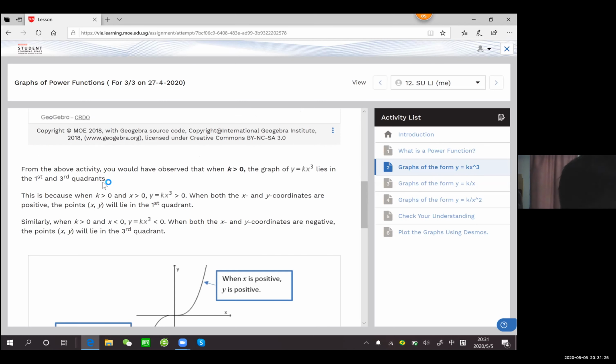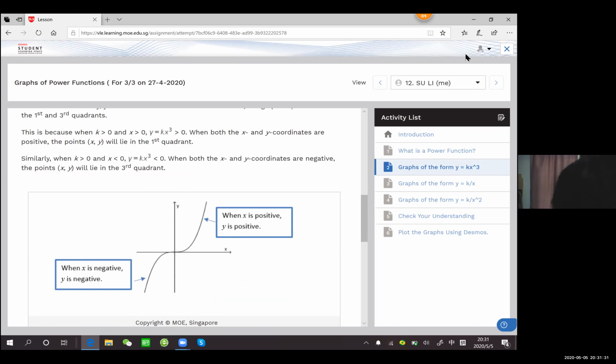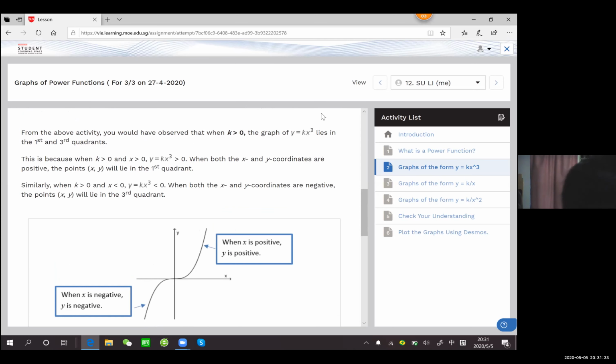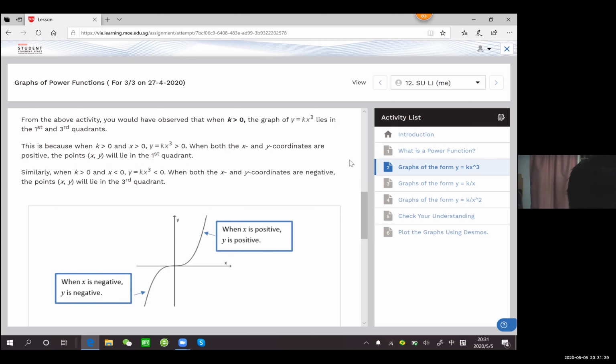Quadrants. Okay, so let's see. From the above activity, you would have observed that when k is bigger than 0, which means k is a positive number, like 2, the graph lies in the first and the third quadrant.